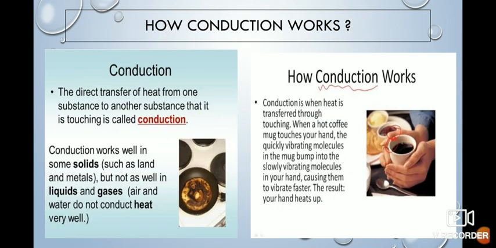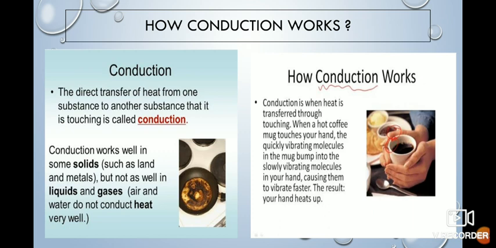Now, how does conduction actually work? Conduction takes place very well in solids. So, land will get heated very fast, as well as any metal. Okay, metals like iron, copper, steel, etc. But conduction does not take place very well in liquids and gases. That is why air and water do not conduct heat very well. Remember this. This is very, very important. Remember that air and water do not conduct heat, whereas land gets heated very fast, and so do metals.